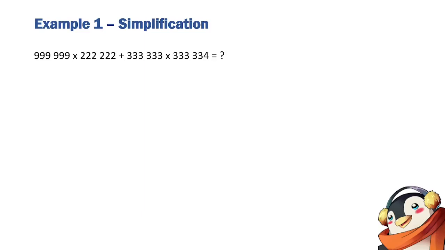Okay, let's work on the possible Math Olympiad type of questions here. So you have 999,999 multiplied by 222,222 plus 333,333 multiplied by 333,334. So how do you solve this problem?